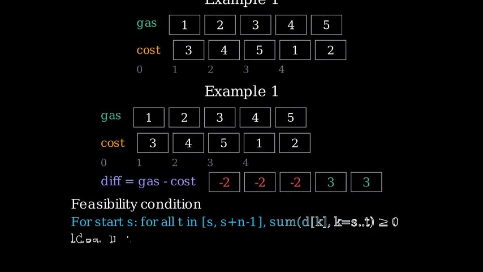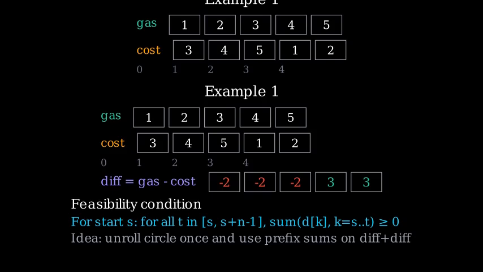A starting index S is valid if the running sum from S never drops below zero while moving n steps. In math, let d of i be diff of i, and let cumulative of t be the sum from k equals S to t of d of k along the circle. We require cumulative of t is at least 0 for all t from S to S plus n minus 1.